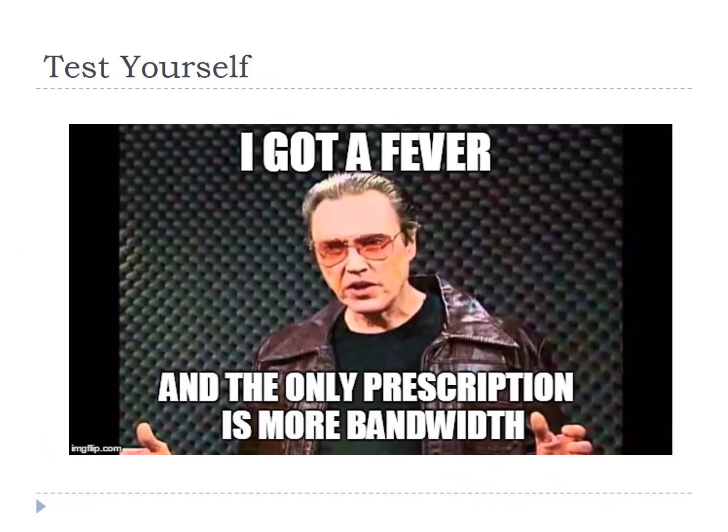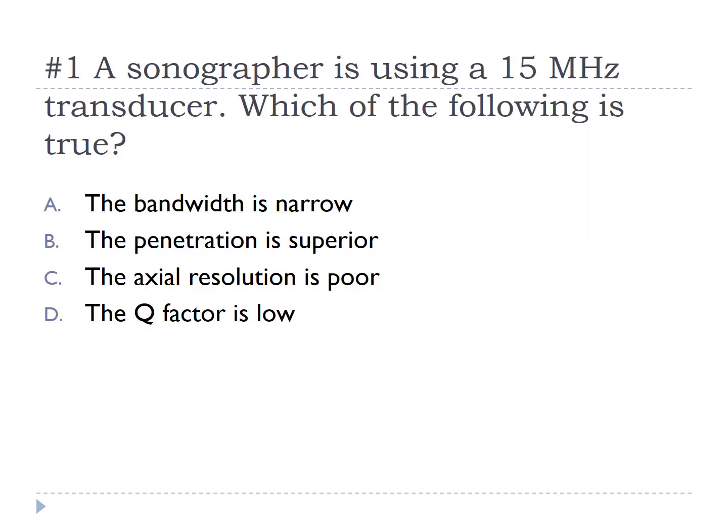All right, so it's time to test yourself again. Number 1, a sonographer is using a 15 megahertz transducer. Which of the following is true? A, the bandwidth is narrow. B, the penetration is superior. C, the axial resolution is poor. Or D, the Q factor is low.